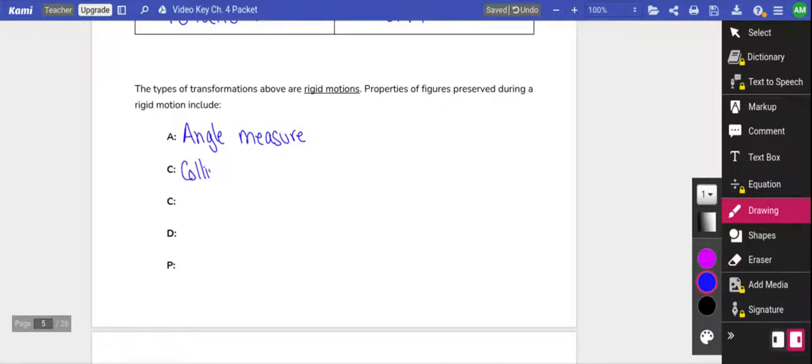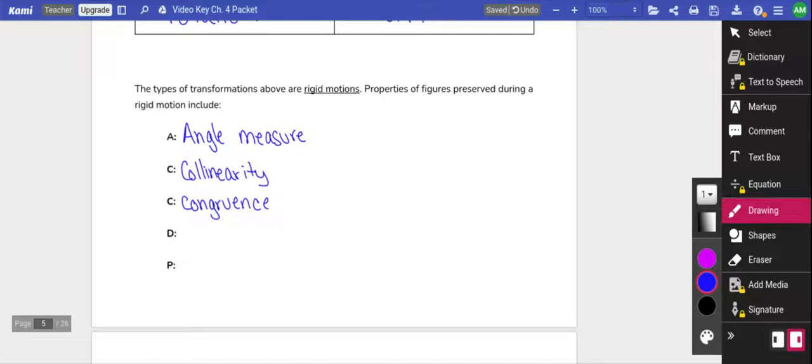The next word is collinearity. Inside the word collinearity, you see the word collinear. Collinear meaning on the same line. So if I have 2 points on the same line, when I rotate, translate, or reflect my figure, they will still be on the same line. The next C stands for congruence.